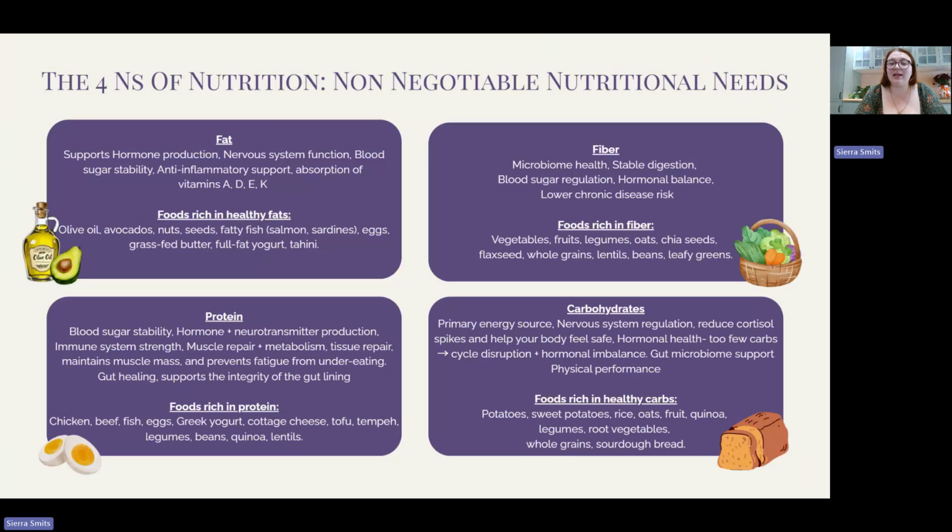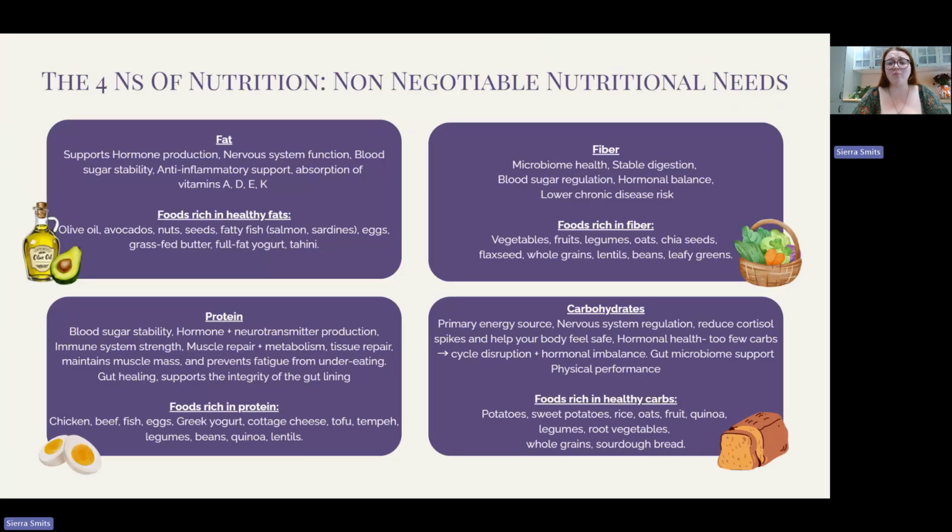And the last one is carbohydrates. I get a lot of flack for this. There's still a lot from the keto movement, from the Atkins diet, that carbohydrates aren't good. But the thing is, carbohydrates are your body's primary energy source. But it's not just that. You need carbohydrates to regulate your nervous system. They reduce cortisol spikes. They help your body feel safe. If you're trying to heal from trauma, if you're trying to heal from chronic stress, if you're trying to balance your nervous system, but you're not consuming any carbohydrates, you're going to be missing out.